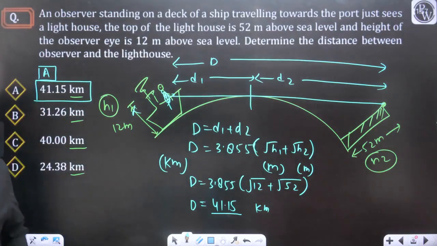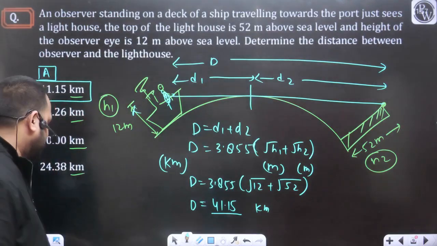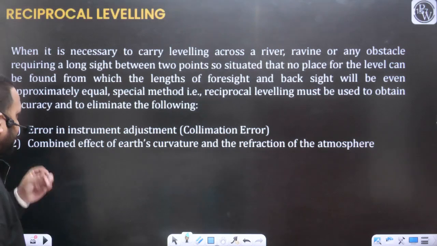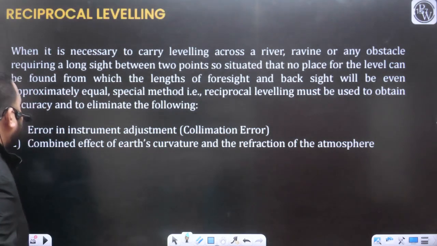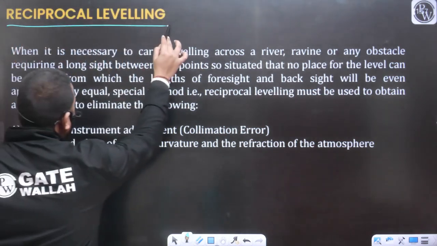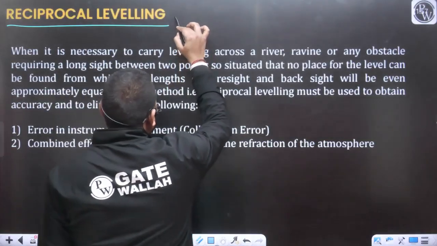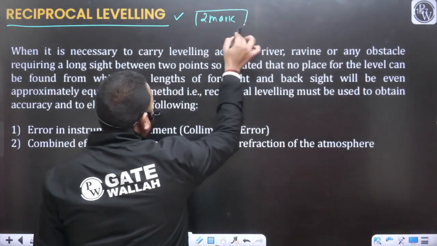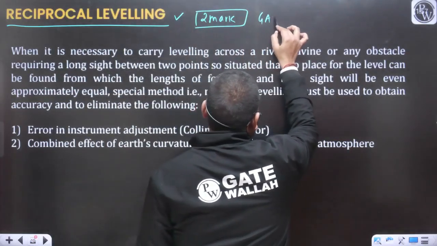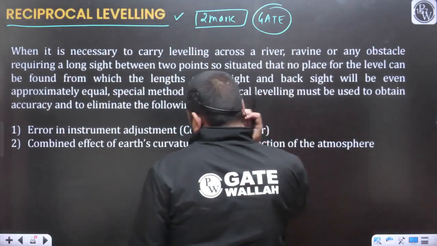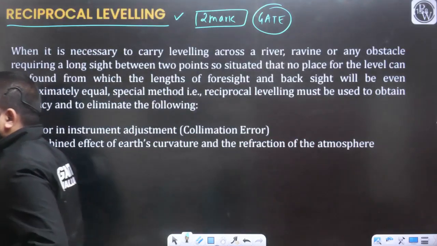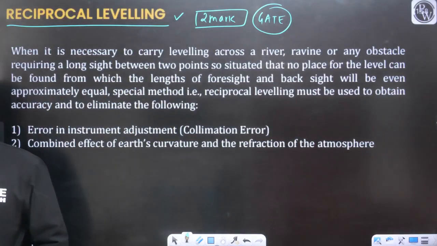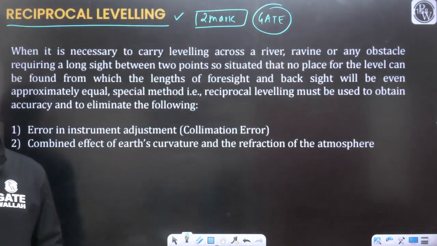Now we will see another very important topic, and from this topic you can expect a 2-mark problem in your exam, and that concept is the reciprocal leveling. This topic is important. From this topic you will get a 2-mark problem in your GATE exam.